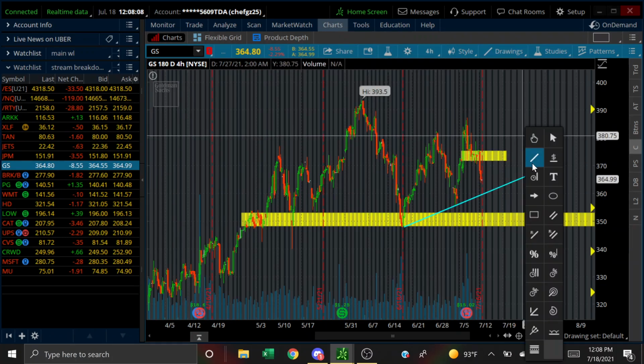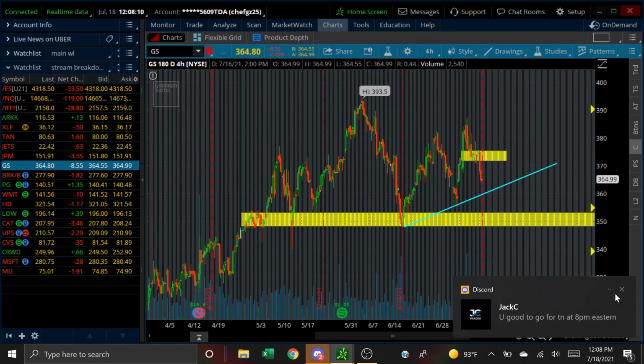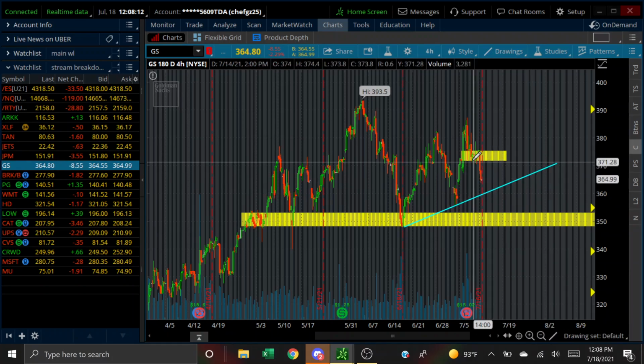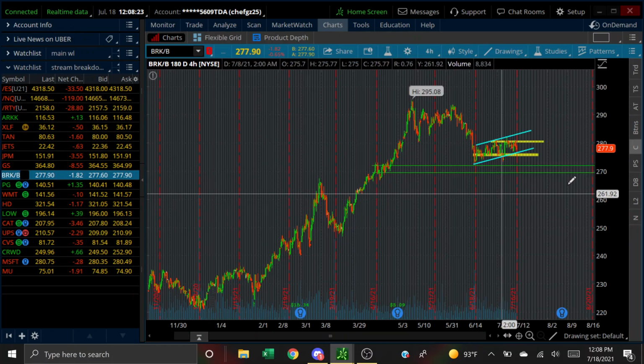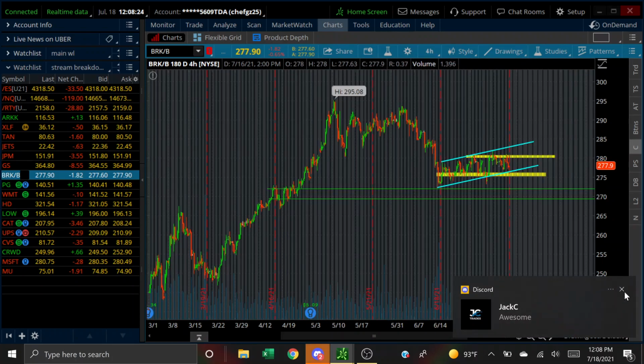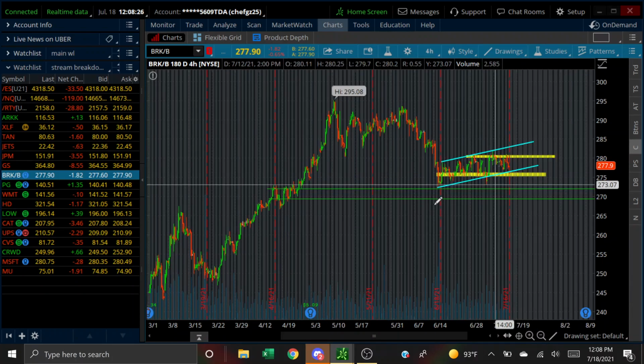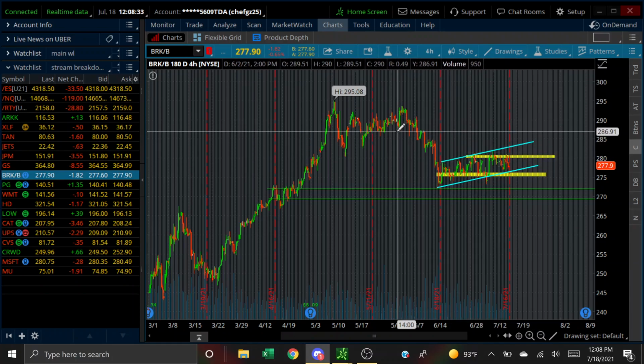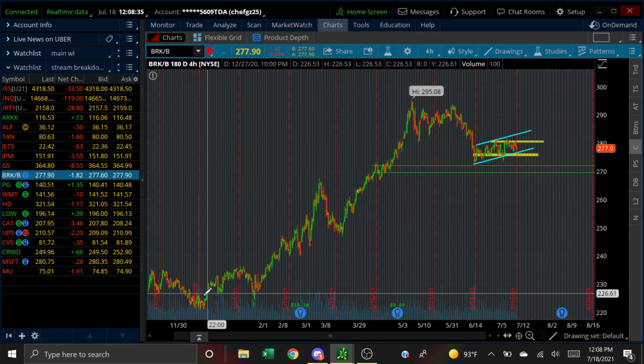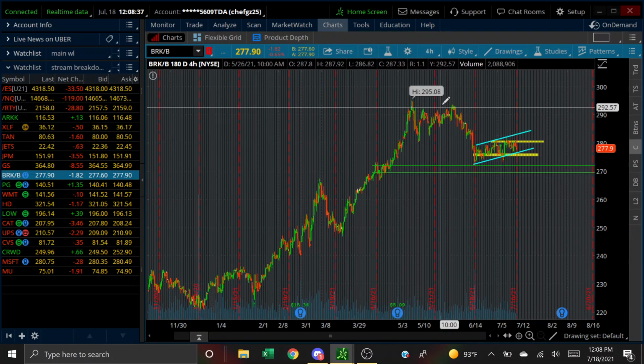So GS gives a lot of good moves. So definitely an awesome one, all right? Here's another one for the banks. Nice little setup here, okay? What's happening here is the same thing. BRK is a nice Berkshire. It's a nice trending stock as well.